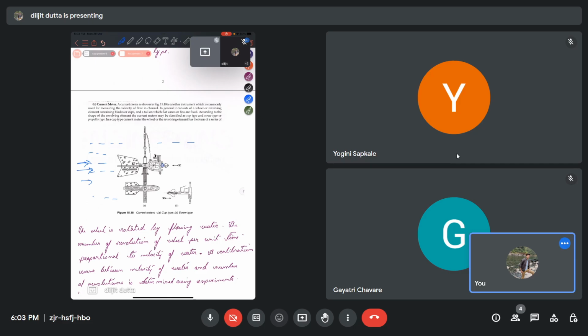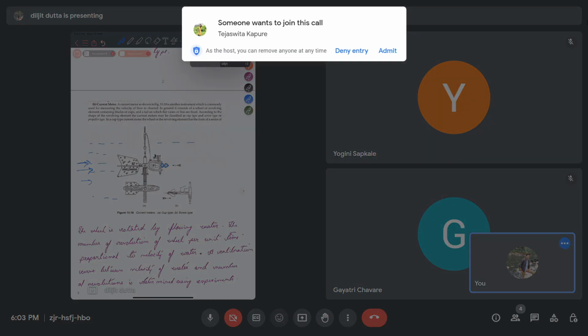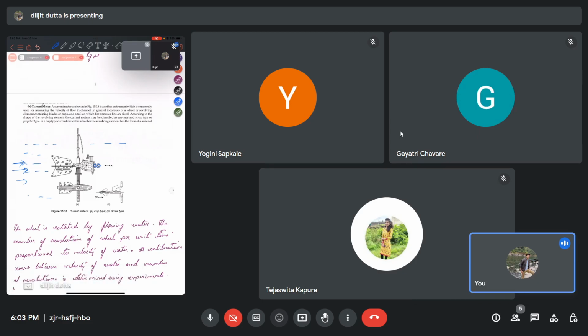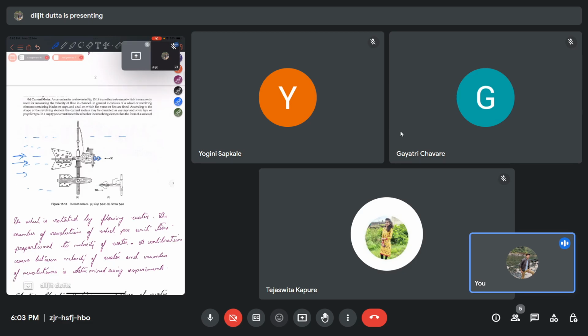In that case, these are the cups in the current meter. As the water flows, it will put some force on the cups, and these cups will be rotating. Based on the revolutions, that is RPM, revolutions per minute of the cups, we can get the velocity of the flow. This is one type of current meter, that is the cup type.